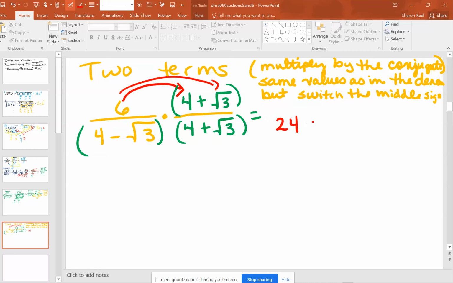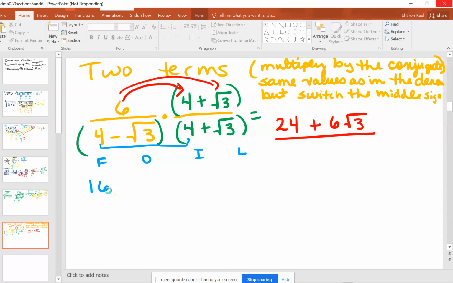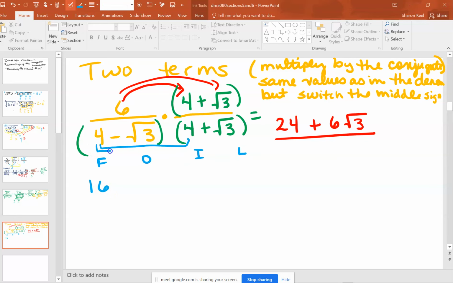In the denominator here, we are going to need to FOIL this. First, outside, inside, last. My first is 4 times 4, which gives us 16. My outside is the 4 times the positive square root 3. So that's going to be plus 4 square root 3. My inside is going to be, with that being minus, a minus 4 square root 3. My last, we have a negative and a positive. That's going to give us a negative.